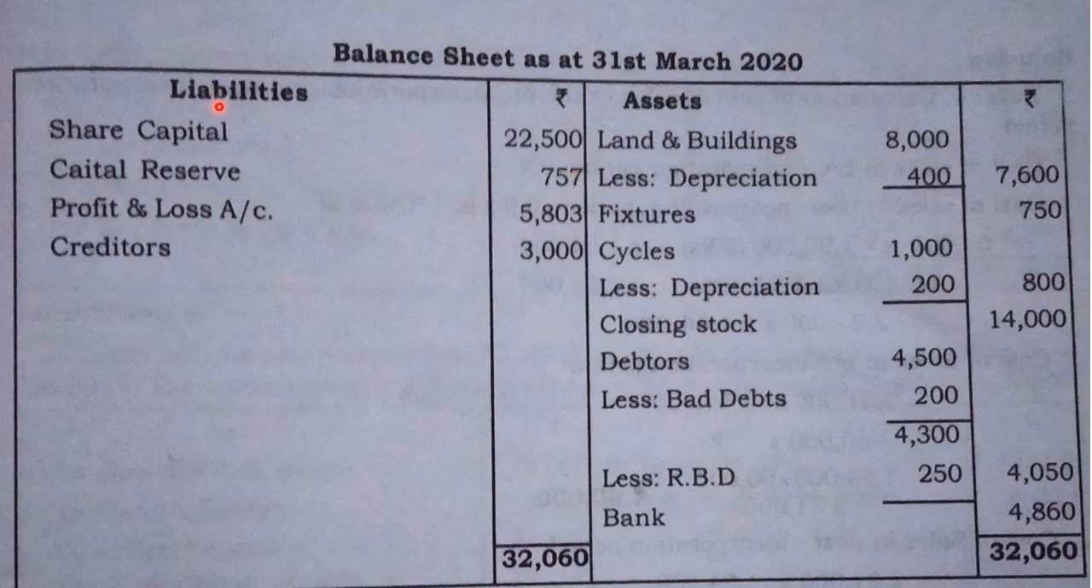Okay, so on the liability side, first you start with capital, then you have to record reserves, that is capital reserve, general reserve, P&L account, revenue reserve, any reserve. Okay, profit and loss account. Then you have to record the long-term liabilities like debentures, long-term loan. In this problem, there are no long-term loans. So now you record the current liabilities.